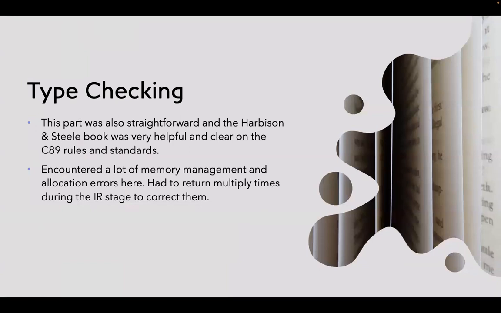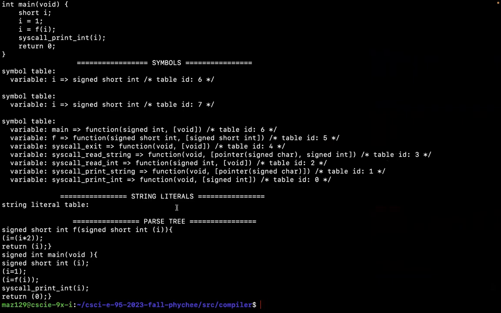During this part, I also encountered a lot of memory management and allocation errors, and I had to return to this problem set multiple times during the IR stage and the MIPS stage because I kept finding some mistakes and occasionally a segfault for a program. And here's a demonstration of how the type checking works.